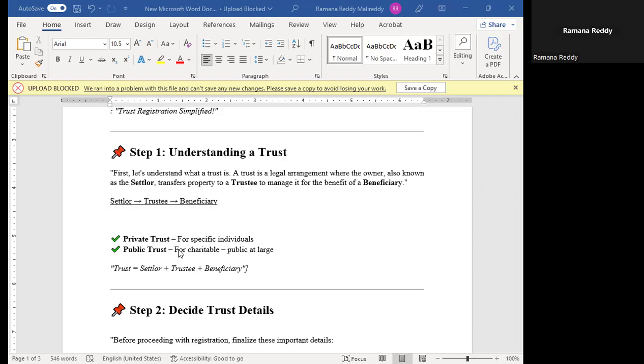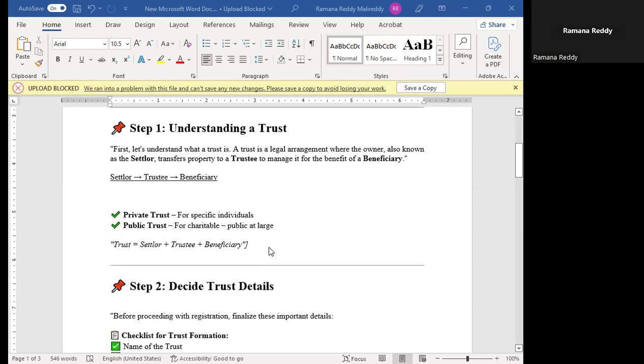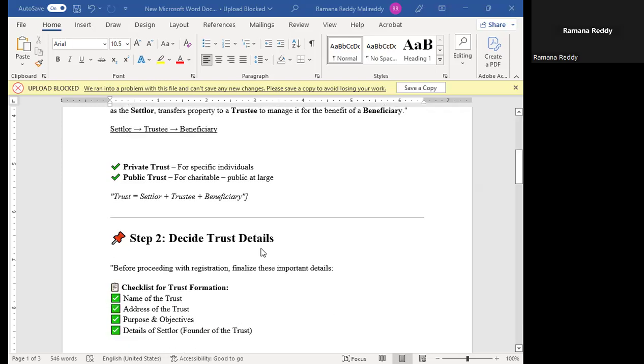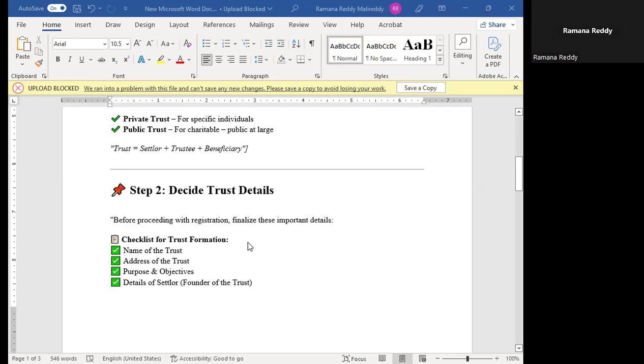There are two types of trust: private trust, public trust. Private trust for the benefit of specific individuals. Public trust for a charity, for the benefit of the public at large. Beneficiaries are the public at large. That is a public trust. So trust is equal to settlor plus trustee plus beneficiary. These three parties are there in the trust.